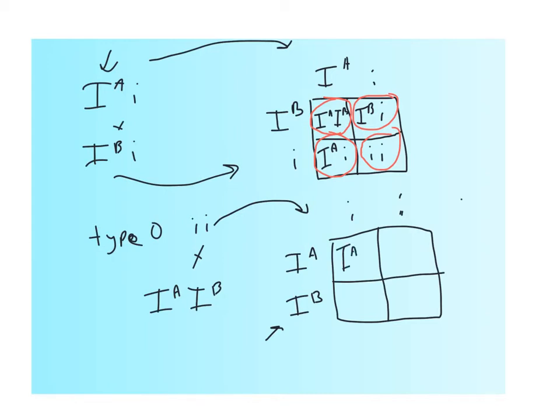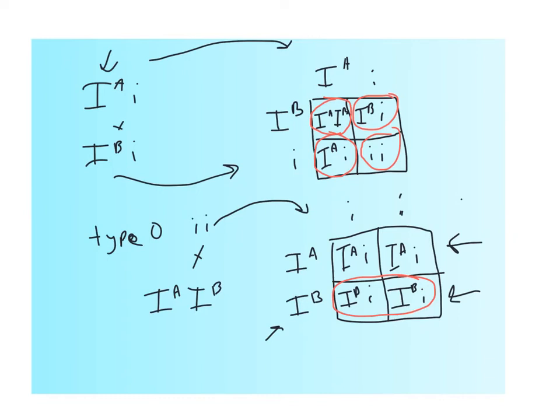Big I, A, little i. Big I, A, little i. 50% of their kids would be type A blood, heterozygous for type A. The other 50% would be big I, B, little i, big I, B, little i. So the other 50% of their kids would be heterozygous for type B blood.